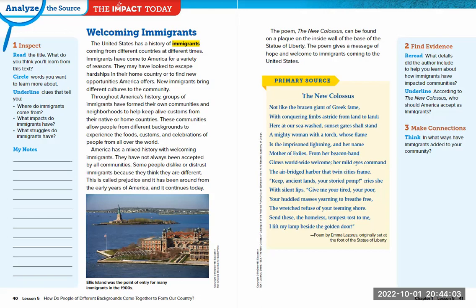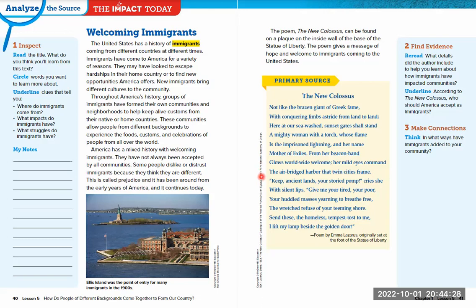The New Colossus. Not like the brazen giant of Greek fame, with conquering limbs astride from land to land. Here at our sea-washed, sunset gates shall stand a mighty woman with a torch, whose flame is the imprisoned lightning, and her name Mother of Exiles. From her beacon hand glows worldwide welcome. Her mild eyes command the air-bridged harbor that twin cities frame.